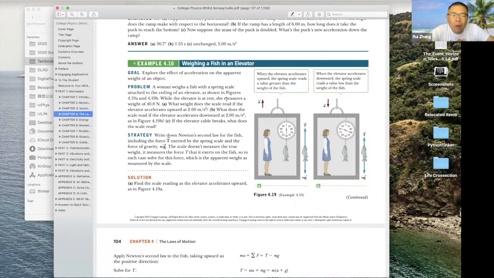What happens here is a woman is trying to weigh a fish with a spring scale attached to the ceiling of an elevator, like what is written here. When the elevator is at rest, the fish weighs 40 Newton. The question is, what weight does the scale read if the elevator accelerates upward at 2 meters per second squared, or accelerates downward at 2 meters per second squared? These are the questions.